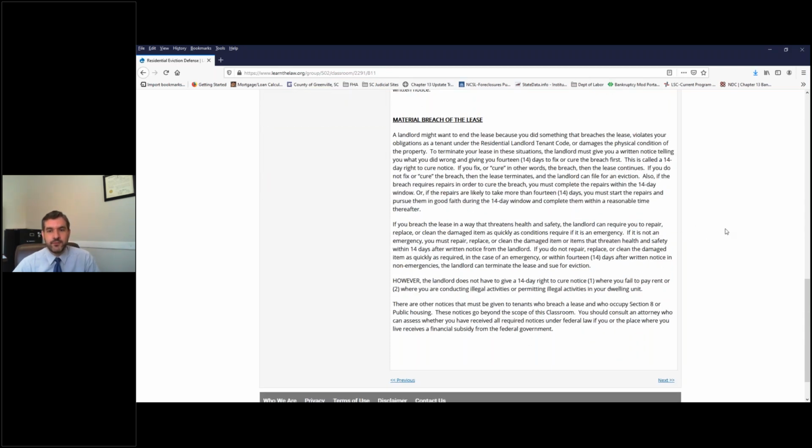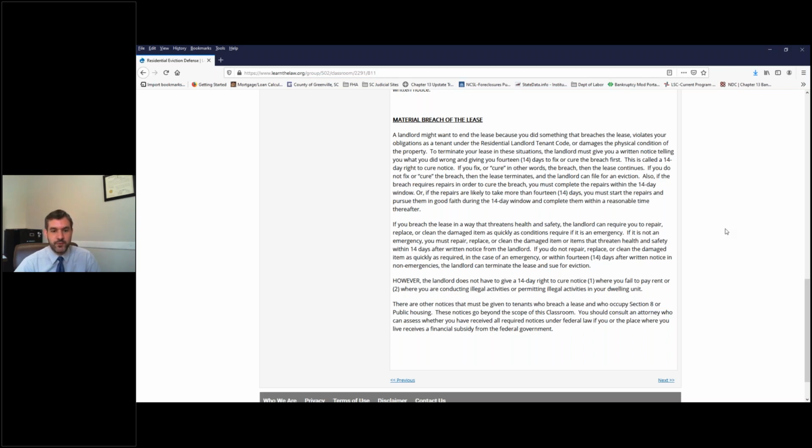And then finally, material breach of the lease. If the landlord wants to terminate a lease because of a material breach, something that the tenant does that the landlord claims violates the lease or violates the tenant's obligations under the Residential Landlord-Tenant Act, there's something called a 14-day notice, a right to cure notice as it's commonly called, that's in the Residential Landlord-Tenant Act. And this means that if you have a violation that does not materially affect health and safety, then you basically get one opportunity to fix that problem or to not reoffend, let's say.